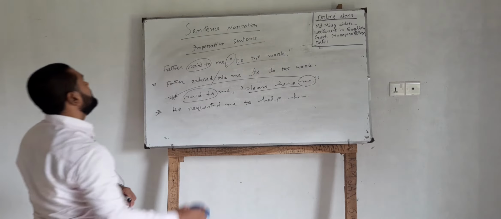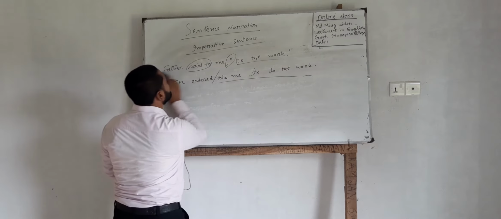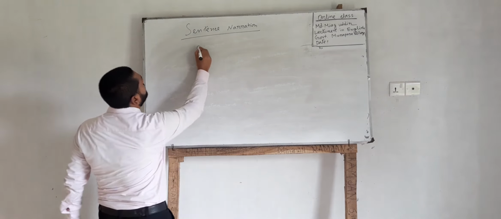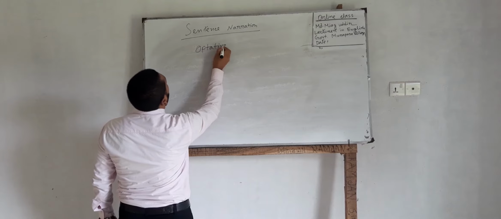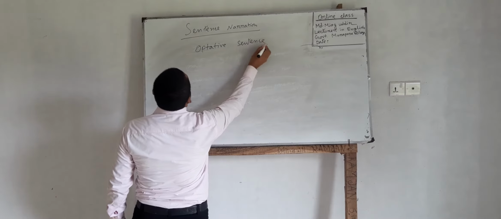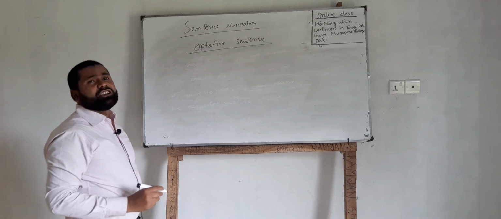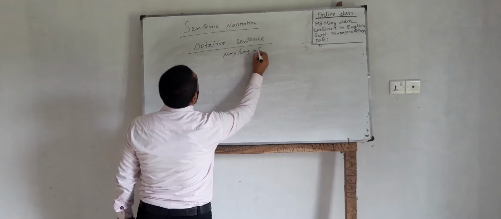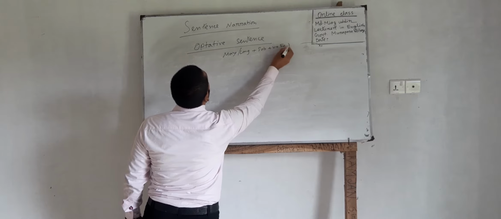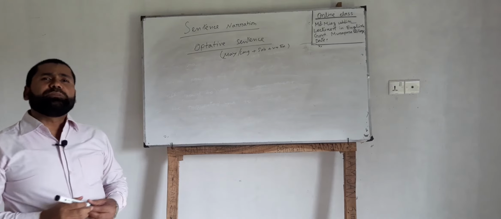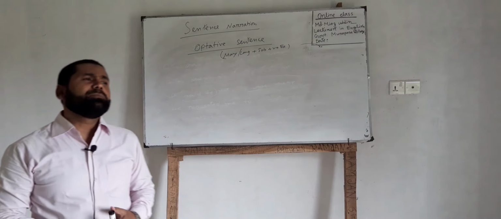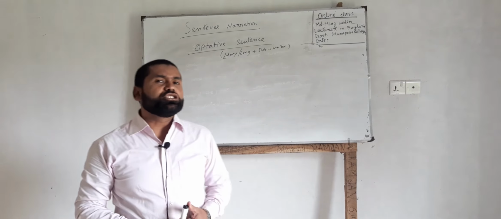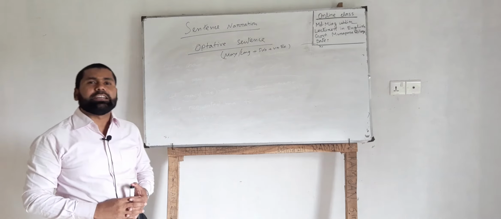Now we'll learn the optative sentence. An optative sentence starts with may or long plus subject plus verb plus extension. When the reported speech is an optative sentence, the reporting verb said is changed into wished or prayed, and we use the conjunction that instead of comma and inverted comma.